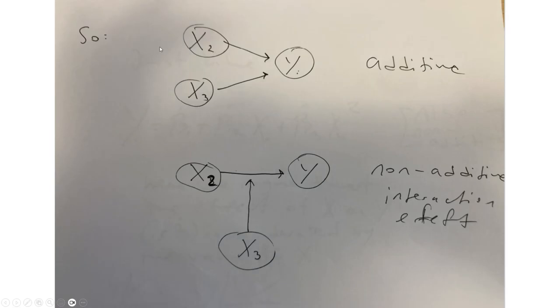So we would denote an additive model like this: x2 and x3 impact y. They have partial effects on y. But we denote a non-additive interaction effect like this. So the effect of x2 on y is moderated by x3.